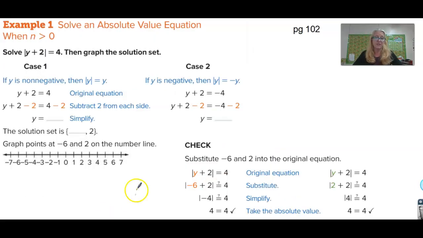I love absolute value equations, they're my favorite. Okay, well, I know I said multi-step equations were my favorite, but those two. I kind of like equations.